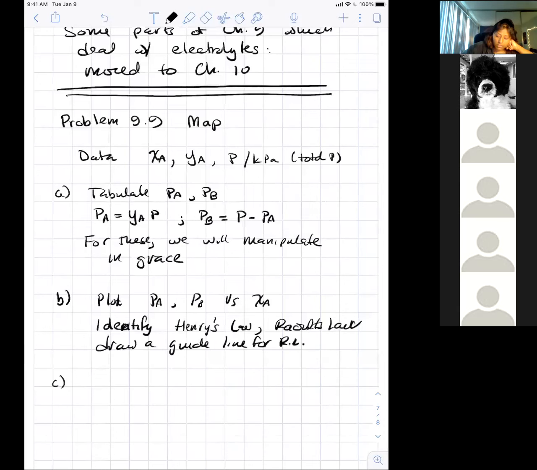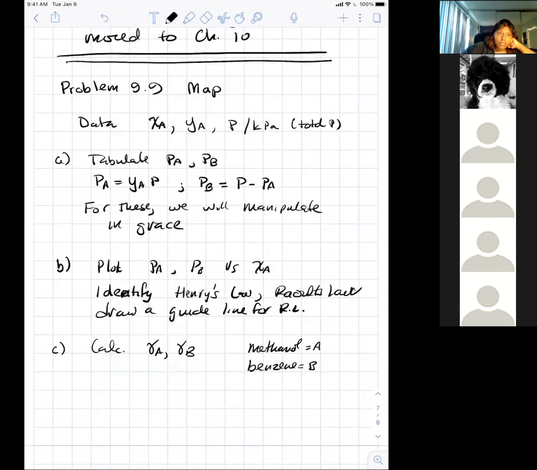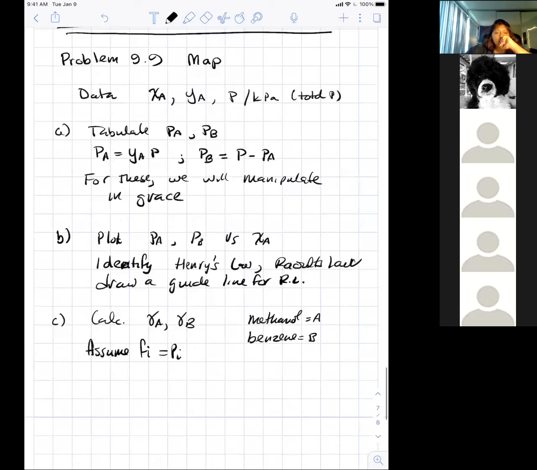Okay. Part C, calculate the activity coefficient for A and B. It turns out that A is methanol and B is benzene. Okay, so to do this, we're going to use partial pressure instead of fugacity. So we're going to assume the fugacity is the partial pressure. So in other words, this is going to involve a calculation like this.